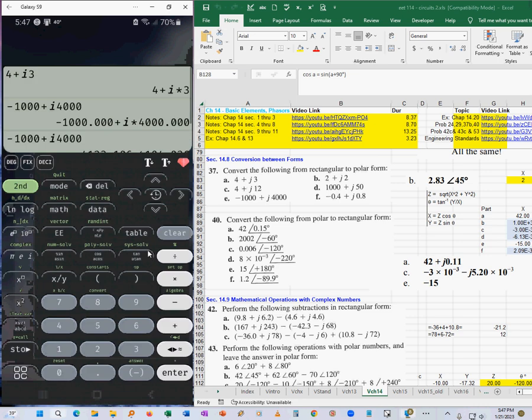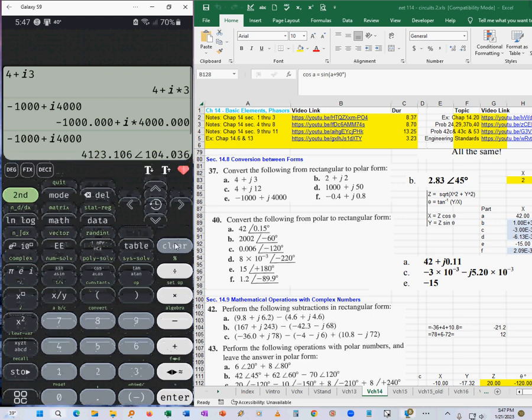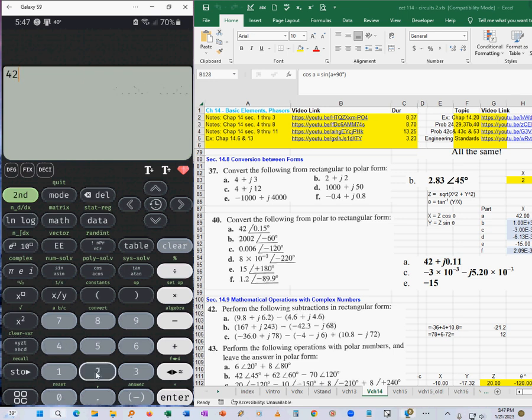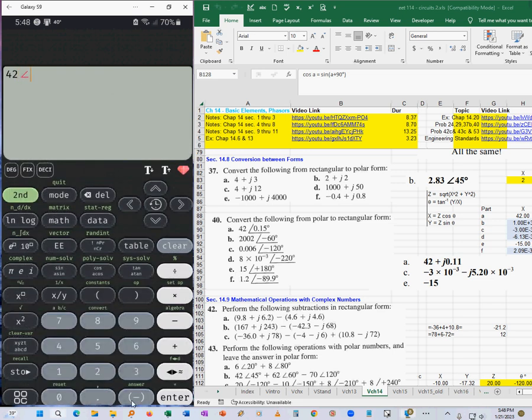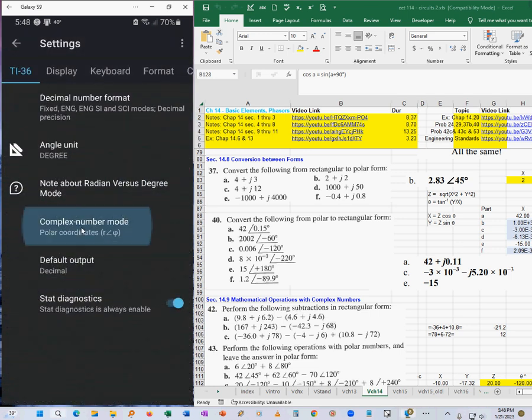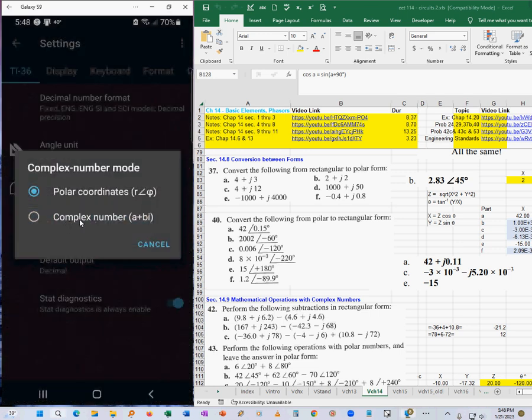If I wanted to do that here, I'll do the first one. So I'm going to clear everything. 42. And then with this calculator, to enter a polar number, you have to hit the second, and you hit the complex, and then you hit the angle. And then I can put in my 0.15, and then that's it in polar form. This problem wants to go back to rectangular, so I hit mode. I convert it back to what they're calling a complex number. Again, that's rectangular.